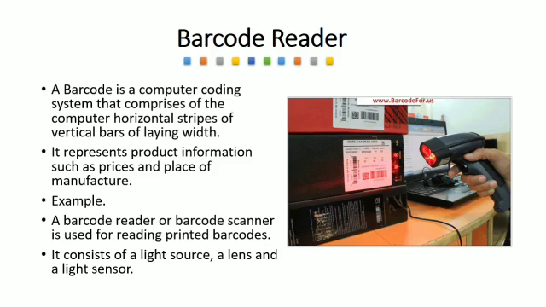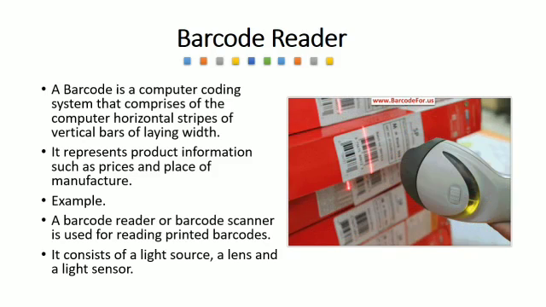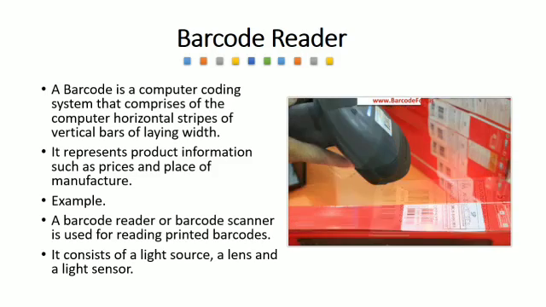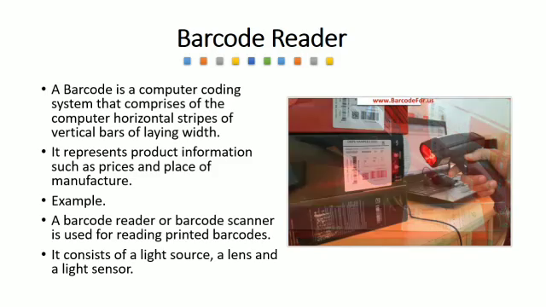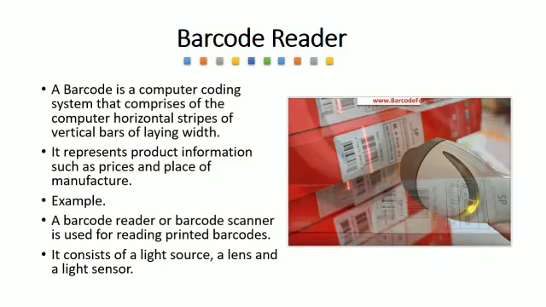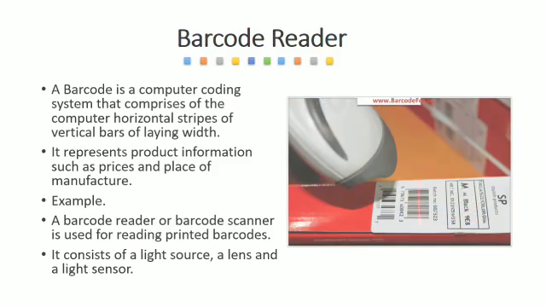It consists of a light source, a lens and a light sensor. You can see that when the code is being read, red light is passing through the barcodes. So that is about the barcode reader.